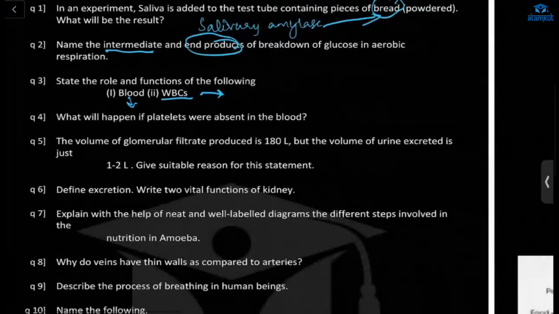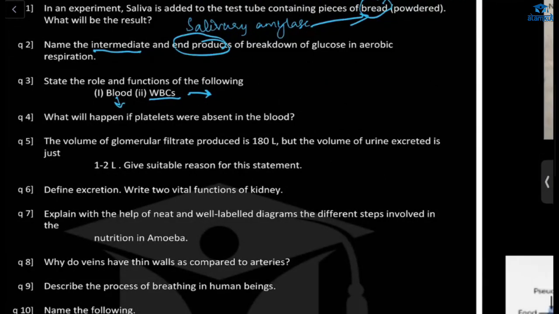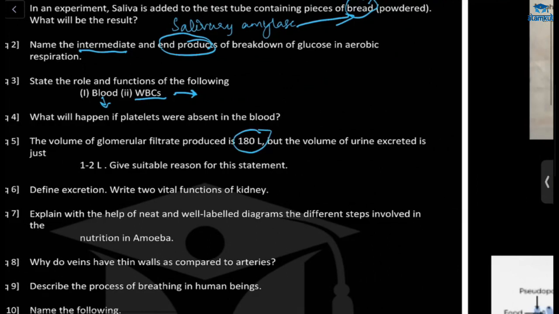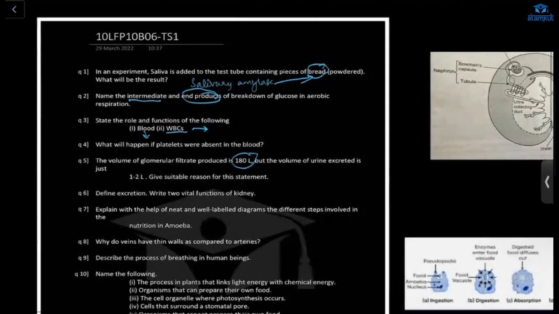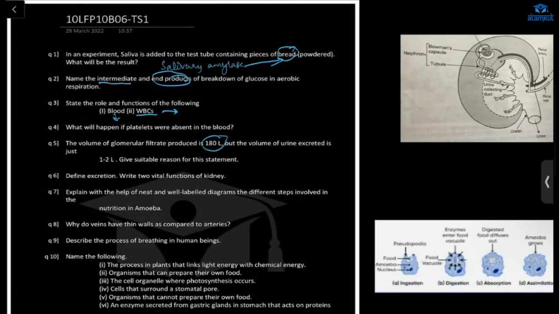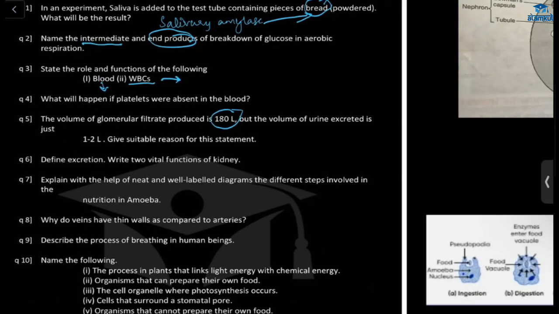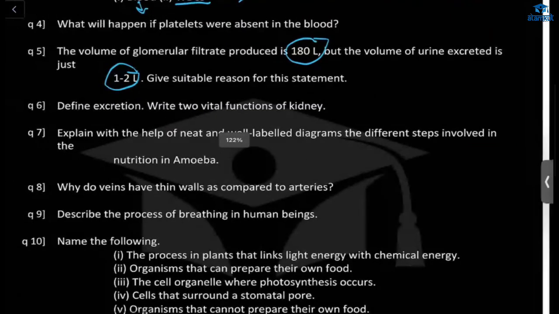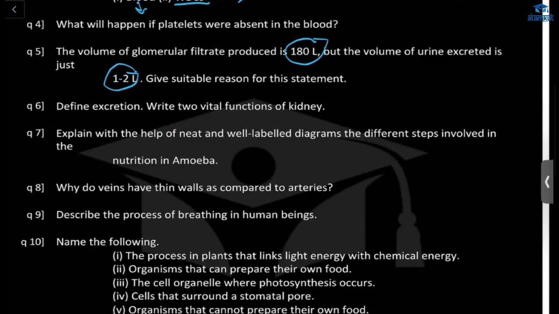Now the fifth question. The volume of glomerular filtrate produced is 180 liters. But the volume of urine excreted is just 1 to 2 liters. Give a suitable reason for this statement. The rest of the filtrate, right? It is reabsorbed. Okay, the fluid is reabsorbed. Only 1 to 2 liters are excreted as urine. That is the answer.